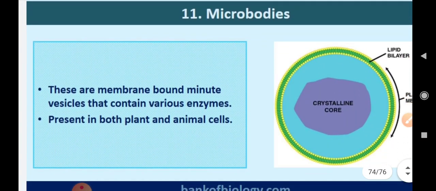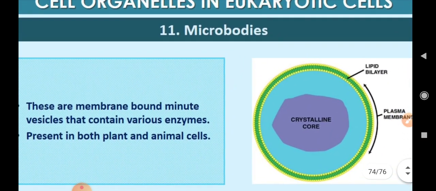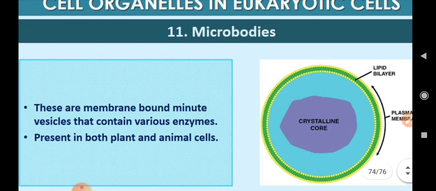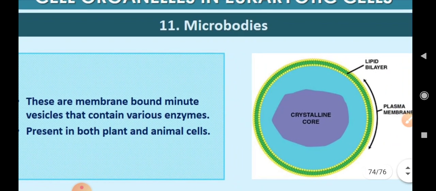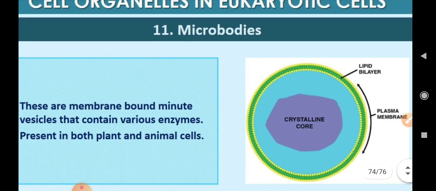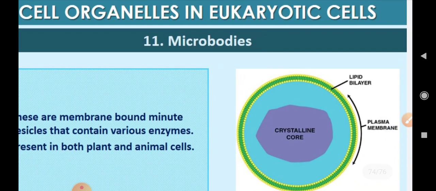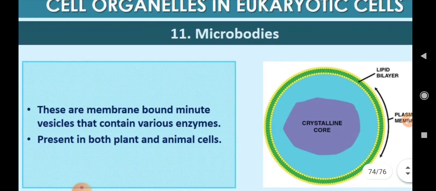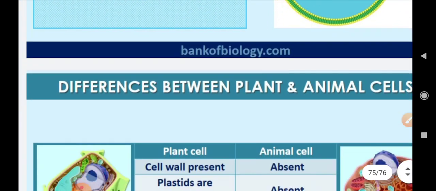Now, last is microbodies. There are some very small vesicles, small spherical structures, which are filled with enzymes. These vesicles are known as microbodies. They are present in plant as well as animal cells. They are covered with a plasma membrane and have a crystalline core, and these are known as microbodies.